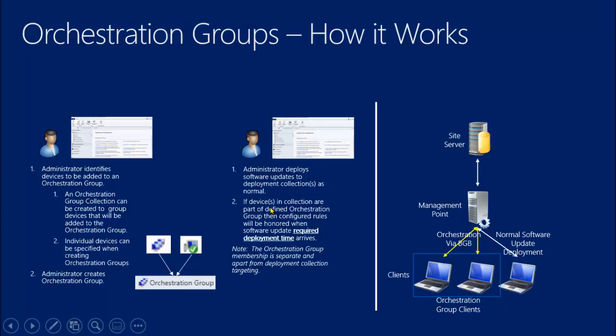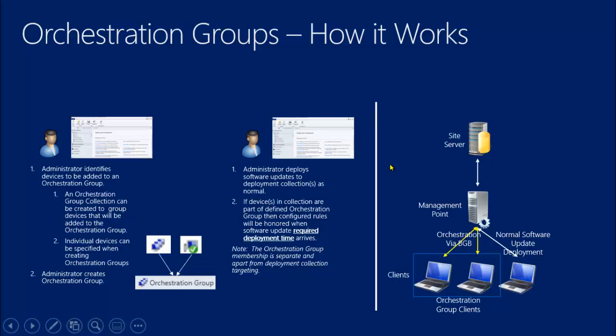Now, once we do that and start rolling forward on the updates, if the devices that are in the collection are part of the orchestration group, then when the deadline is reached, we will go ahead and honor the settings associated with the orchestration group. Not before. Very big point. Orchestration group settings do not go into effect until the required deadline is passed. And finally, just a note to drive home the point, the orchestration group membership is separate and apart from any deployment collection targeting. So this is how you set it all up.